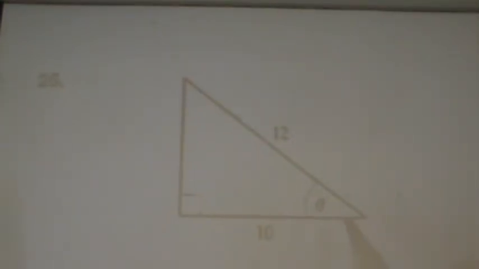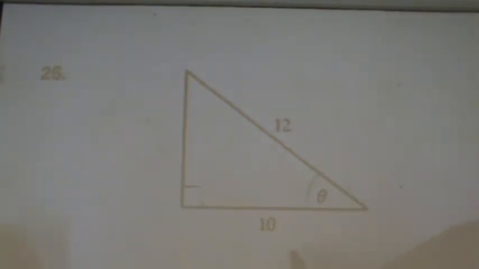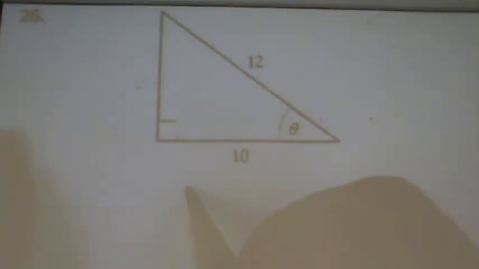Next one, 26 and 28. How do you find this angle right here, given these two sides? If you were asked to find this side, yes, use the Pythagorean theorem, but how do you find the angle whose ratio of this to this is 10 to 12? What are you gonna hit? Cosine of that angle, it's in a proportion of 10 to 12. So what would you hit on your calculator?